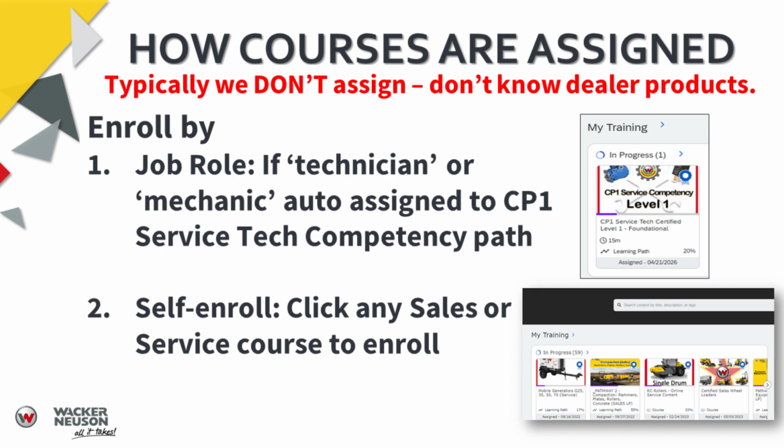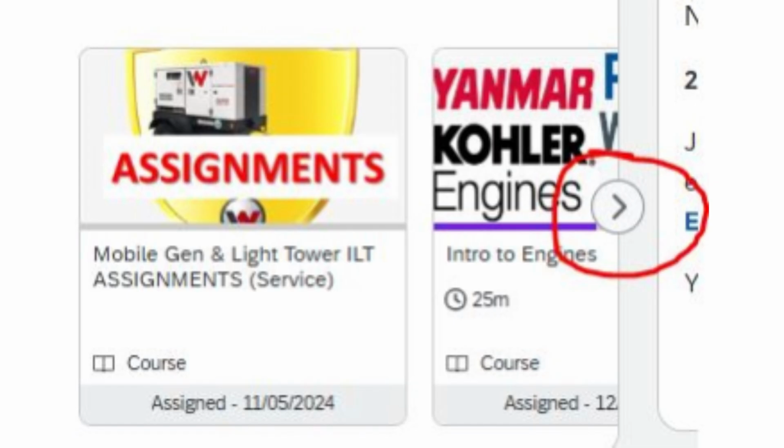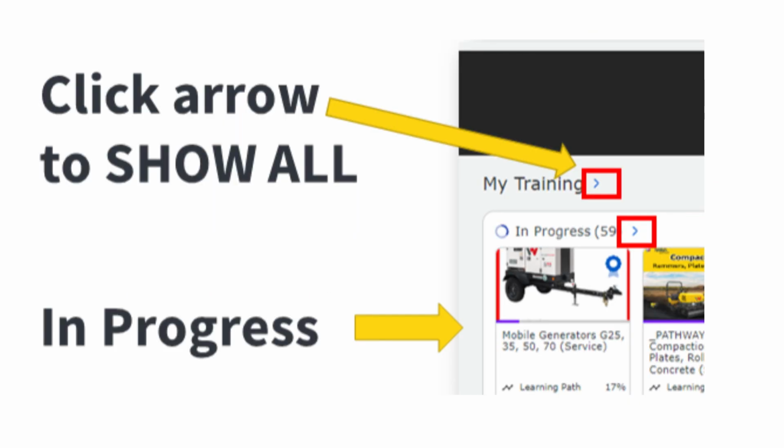The last half of this video will show you how to find courses so that you can self-enroll. If your My Training has a lot of courses, you can click the arrow to scroll to the right, or you can click the blue arrow by Not Started or In Progress to expand that category and view all the courses in that category. That helps if you have a lot of courses in a category.